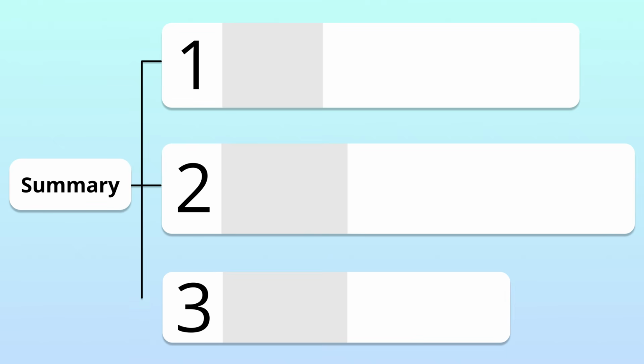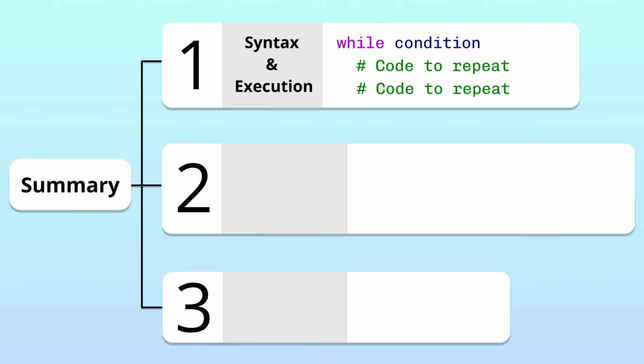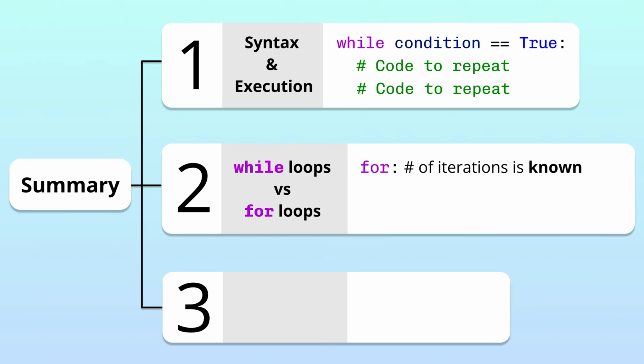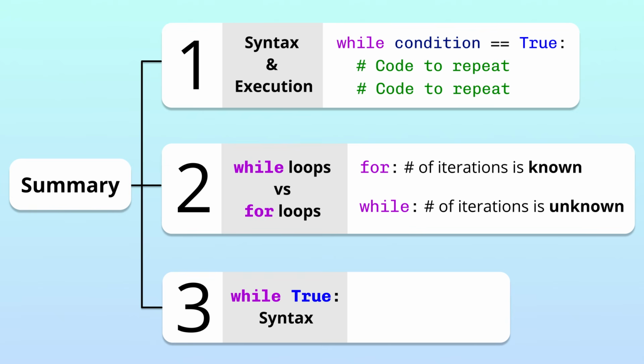Awesome! Let's quickly recap what we learned about while loops in Python. First, we covered the syntax and execution of a while loop. We saw that the while loop is made of a header and an indented body. The loop will run as long as the condition in the header remains true. Next, we compared while loops to for loops. We learned that for loops are great when we know how many times we need to iterate, but while loops are best when we don't know in advance how many times a loop should run. Finally, we explored the while True syntax, which helps simplify certain loops. We learned that we need to check for an end value that includes a break statement, otherwise the loop will run forever.